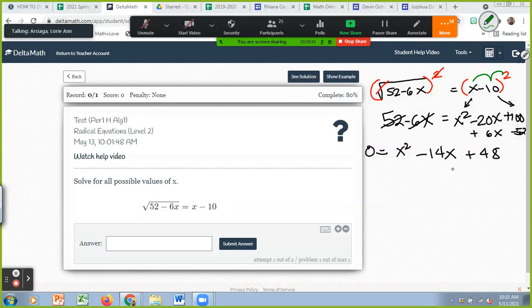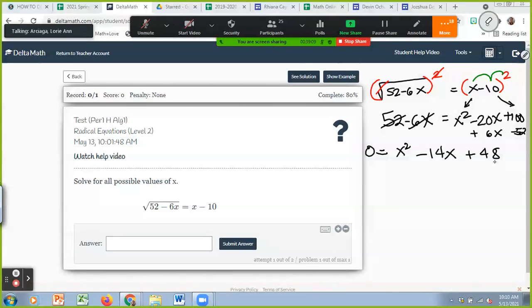Well, you can do your x method if you want. You put 48 over there and the negative 14 right here. So you can do that. Or just think of two numbers that multiply to 48, and when you add or subtract, you get negative 14. What are they?